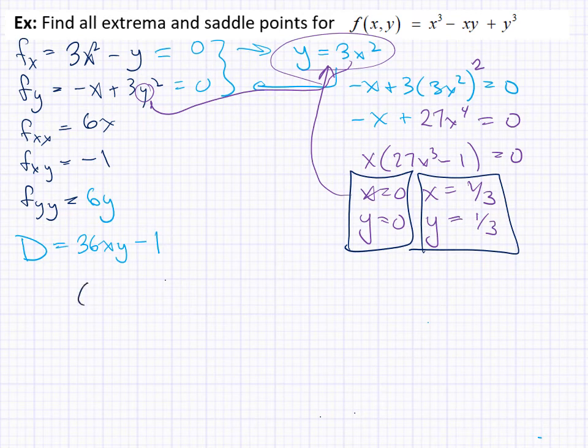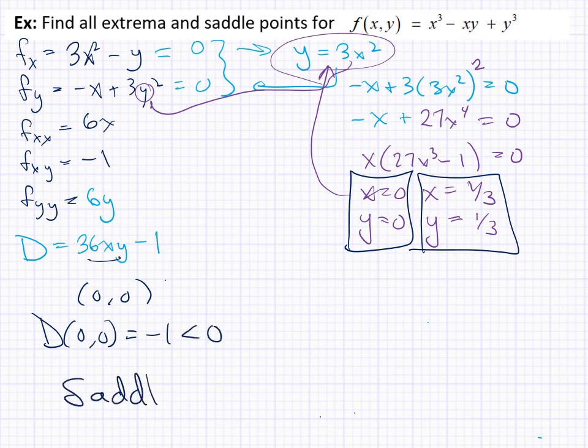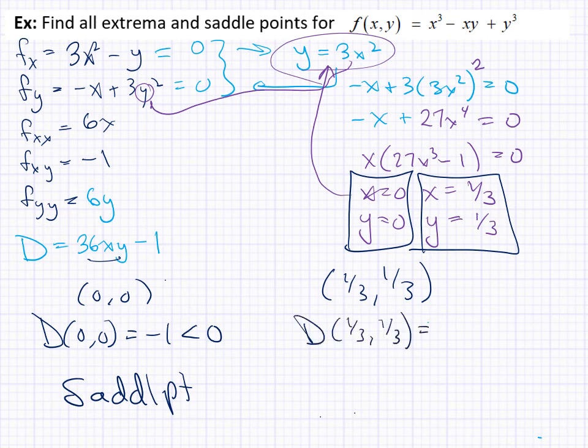So let's look at 0, 0. So I'm going to find the discriminant at 0, 0. So that's going to give me 0 minus 1, so negative 1, that's negative. So then we have a saddle point there. All right, then I'm going to look at 1/3, 1/3. And I'm going to plug that into the discriminant. In which case I'm going to get 36 over 9 minus 1, that's positive.